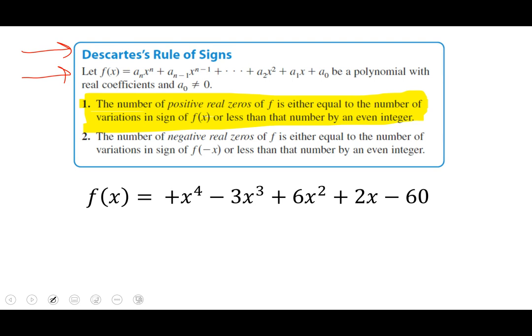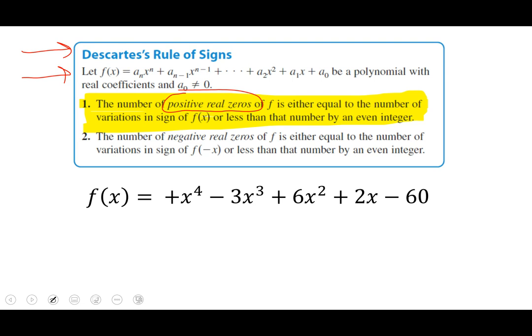So that is a real mouthful. I'm going to show it to you in practice, and it's actually much easier in practice than it is to read. But again, this tells you only about the positive real zeros. So while it is an efficient way of narrowing down your choices, it is very specific. Notice that I recopied my polynomial here, but I put a positive in front of the x to the fourth, just to remind myself that it is in fact positive.